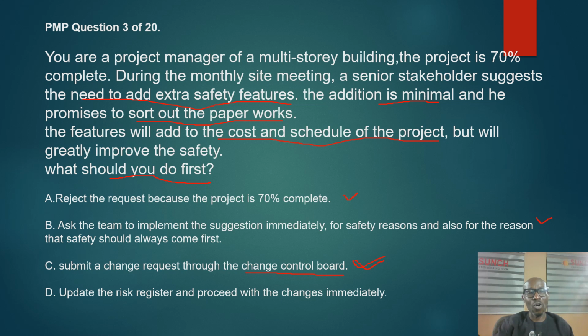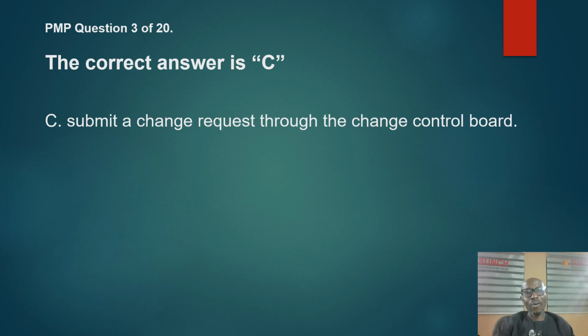So let's look at option C. Here is the correct answer. We are correct! So the correct answer is C: Submit a change request through the change control board. That is the ideal thing for you to do. You don't just take a unilateral decision. Every change has to go through the change control board. That is what PMI expects you to do. Change control board first, before any change can be made.